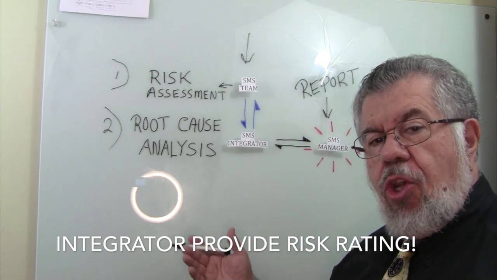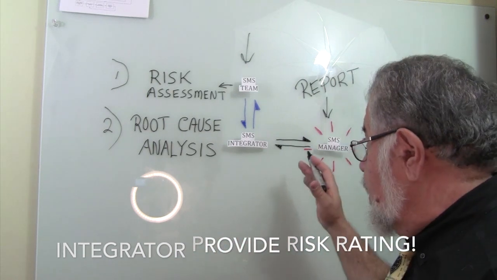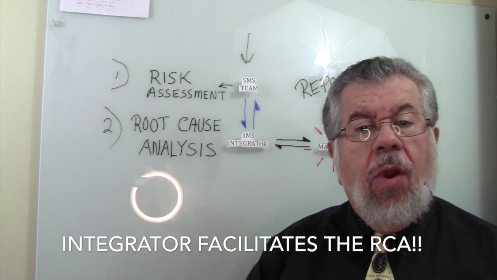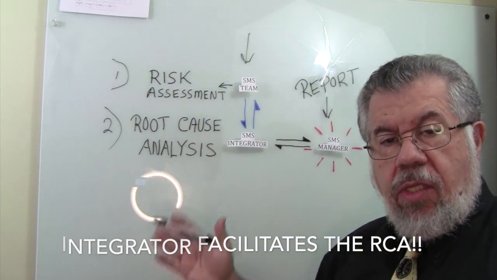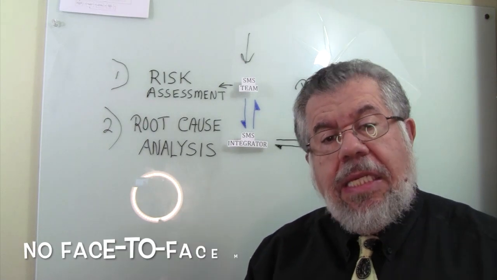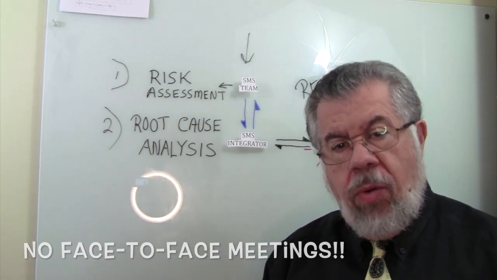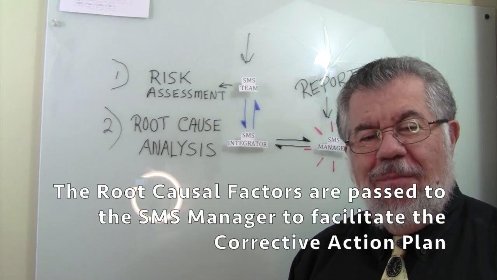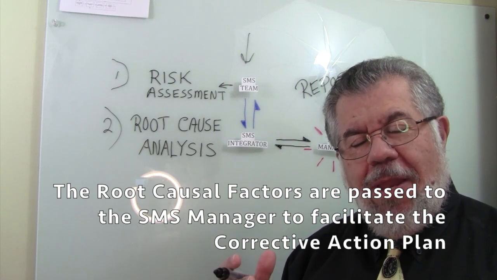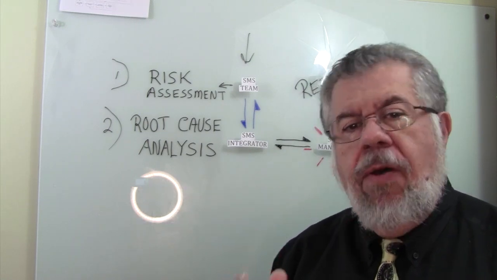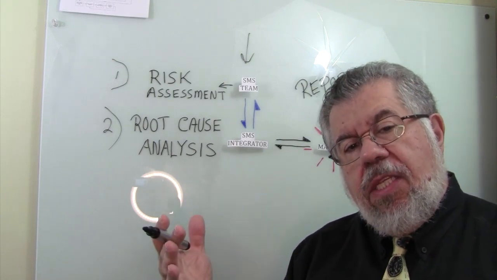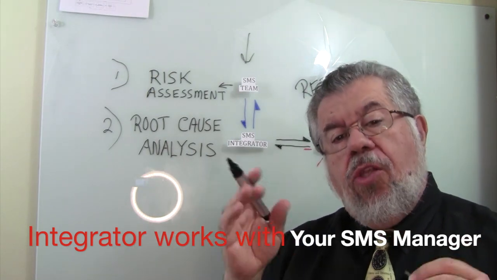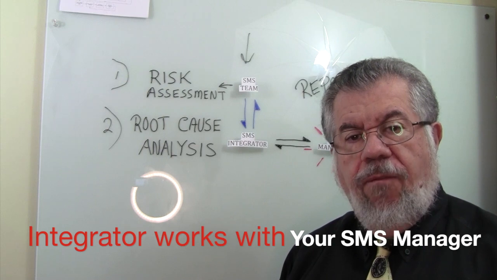Once the rating is determined to require root cause analysis, the SMS integrator passes that on to the team to perform its root cause analysis through our proprietary system. Remember, there are no meetings that need to take place here. All of this is done remotely. And this became a big thing when the pandemic started last year. And so now it's become a big part, but a lot of companies don't want to give up their SMS Manager. So we have decided to add these two levels of risk assessment and root cause analysis only, to help your SMS system to function.